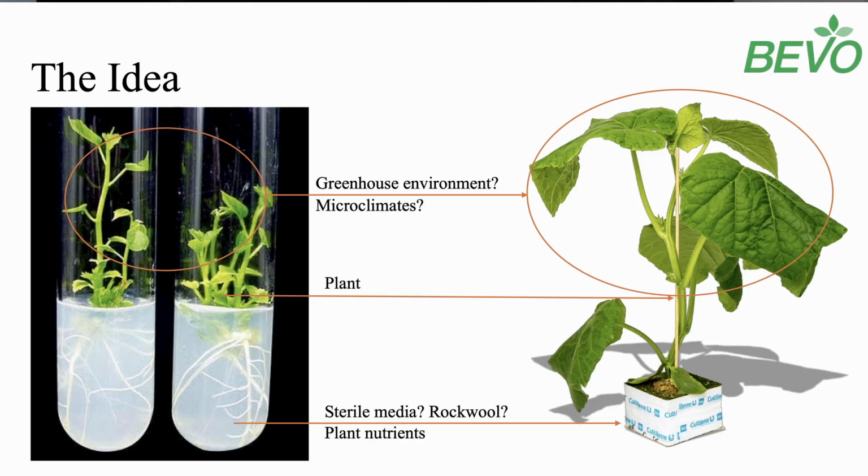So this is the idea. This is a typical-looking cucumber plant and a tissue culture. Can anyone tell me what's the similarity between these two? They're green. Yes, they are green. Hydroponic. Not quite. Substrate and roots. Substrate and roots. The roots.